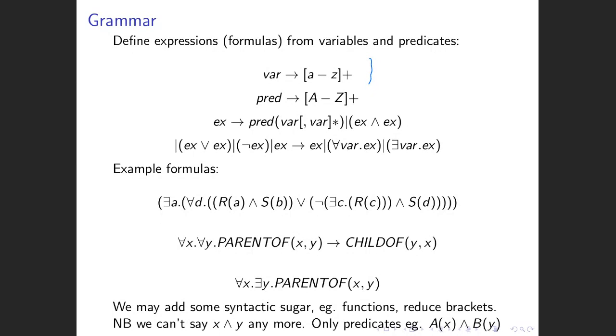Okay, so then we will include predicates as well. And in this case, to make it obvious what's a predicate and what's a variable, we'll say predicates have to be written in capital letters. So you're allowed to say things like, for all x and y, parent of x and y. So here, parent of is a predicate taking 2 arguments in this case.